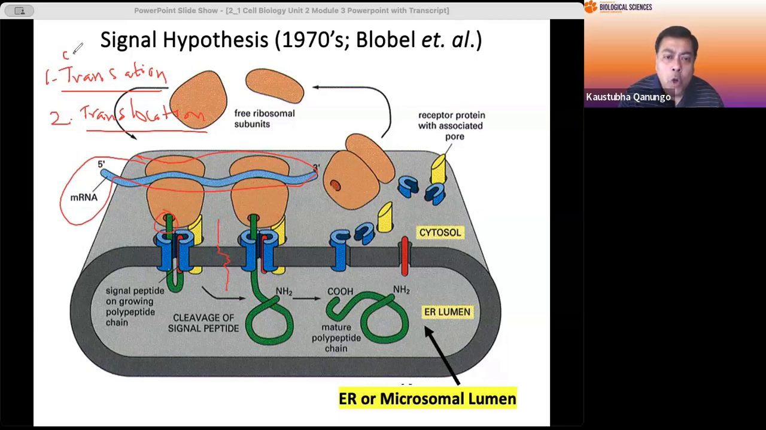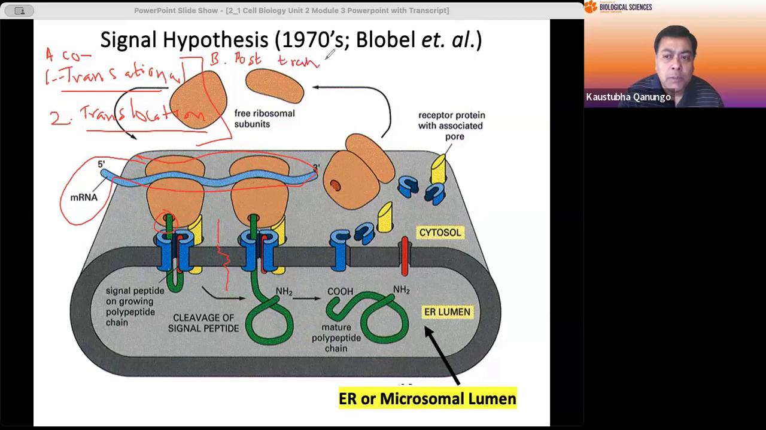And we are going to see that there are two types of this. One is co-translational translocation, and this is your A; there is only one example that we are going to see in yeast. And another one is post-translational translocation.